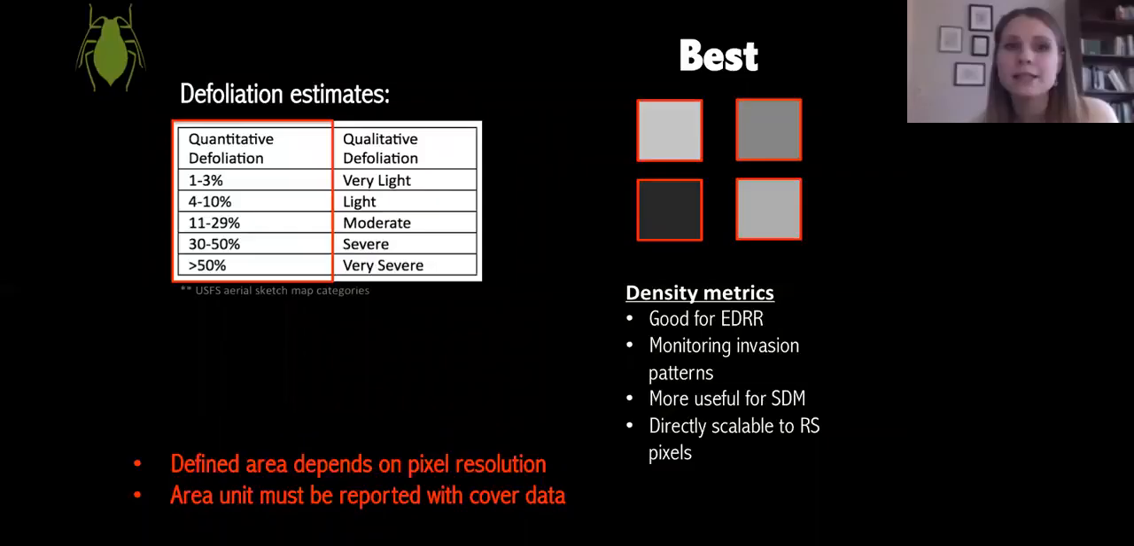For insect pests, along the same lines, we might provide things like a defoliation estimate to validate the maps that I showed earlier. Here I'm showing the scale used by the Forest Service in their aerial sketch mapping, which could easily translate to remote sensing studies with both those quantitative and qualitative descriptions. And again, recording this sort of information requires that you not only define a percent cover, but also the area that that cover was relative to.